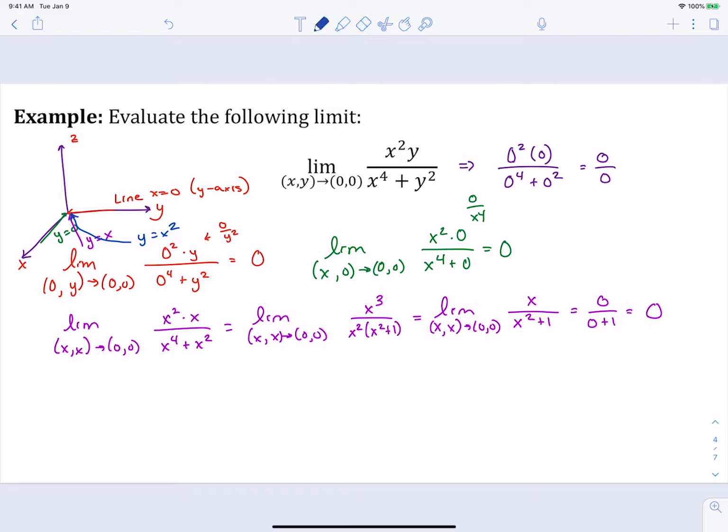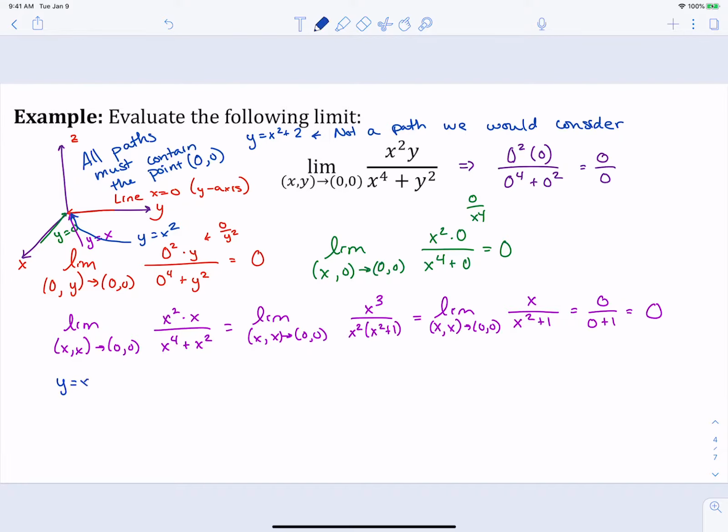So maybe we'll write that all paths must contain the point 0, 0. So for example, y equals x squared plus 2, that would not be a path we would consider because the point 0, 0 is not on that graph. So we're only looking at graphs in the xy plane that have 0, 0 as a point on them because that's a path that we can take through that point.